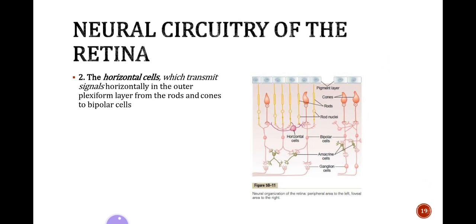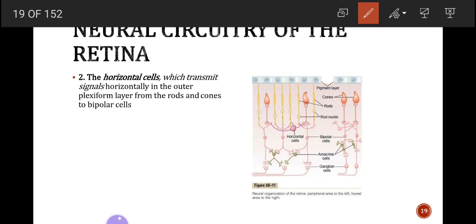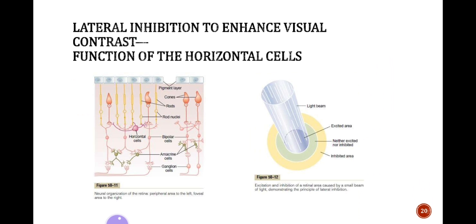Horizontal cells. As shown in the diagram, horizontal cells transmit signals horizontally in the outer plexiform layer from the rods and cones to the bipolar cells. What is the function of the horizontal cells? It actually provides lateral inhibition to enhance visual contrast.